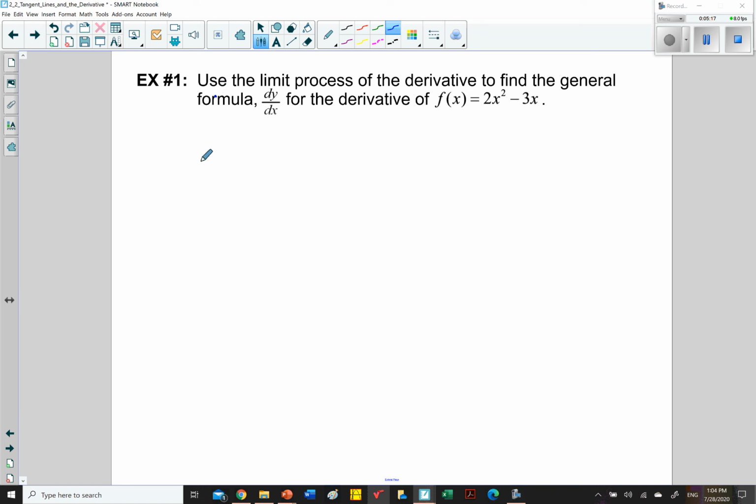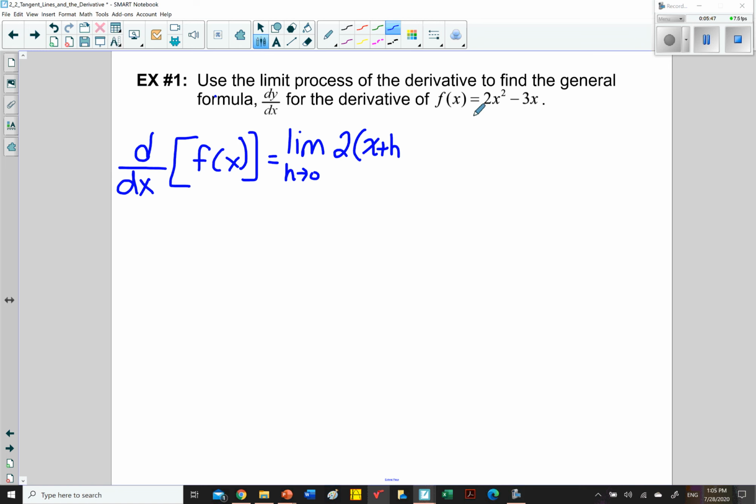So let's use the limit process to find the general formula for the derivative of this function, 2x squared minus 3x. And hopefully this time I won't make any arithmetic mistakes like I did on example 7. So same formula. We're looking at the limit as h approaches 0 of f of x plus h minus f of x divided by h, which means we've got to substitute x plus h here for our variable x and here for our variable x again. So x plus h. And in red, this is the f of x plus h portion.